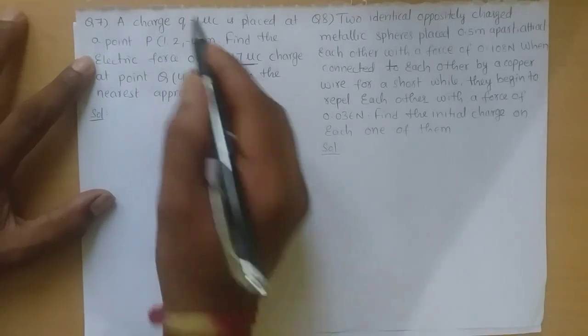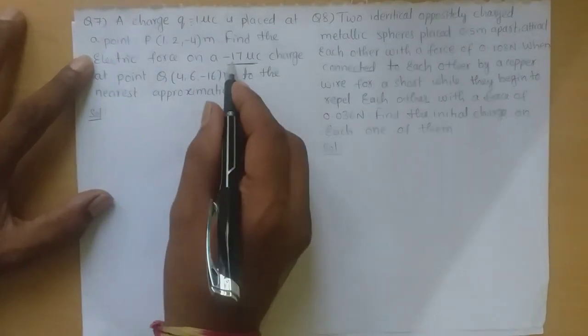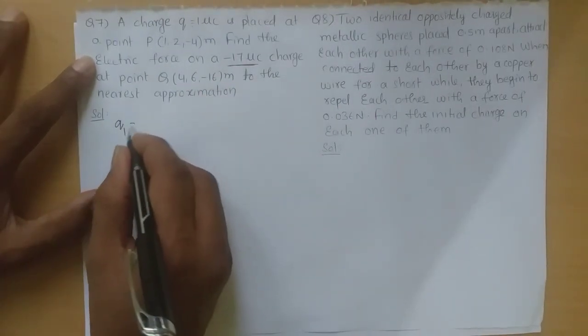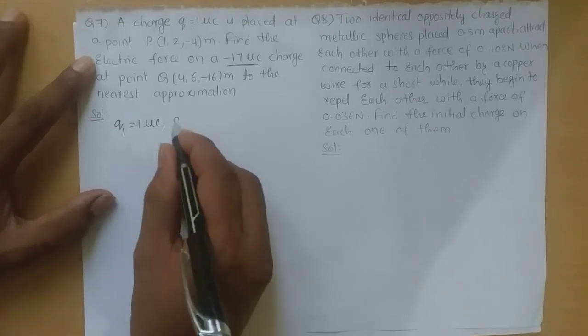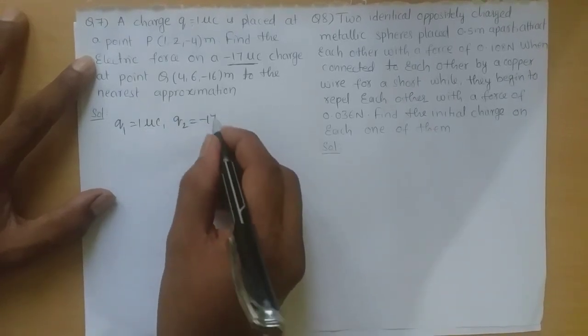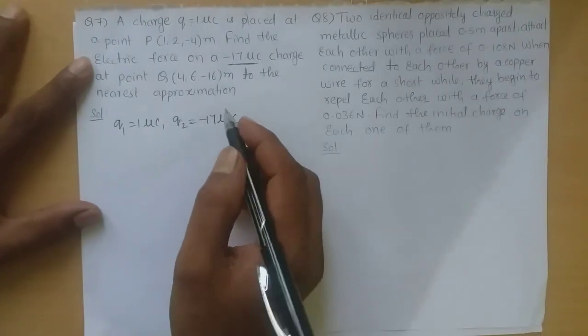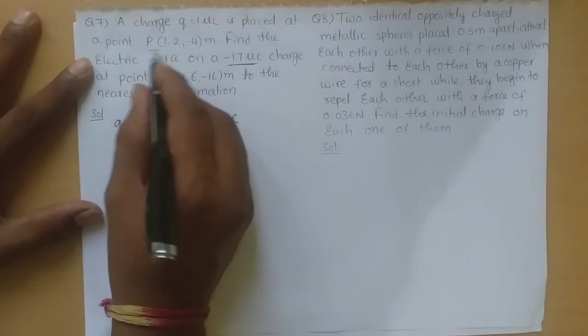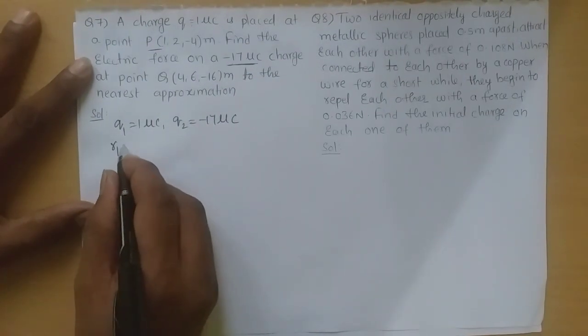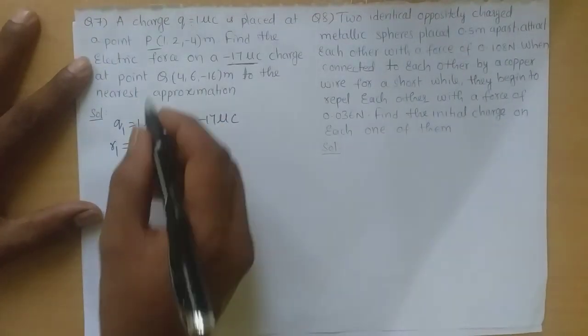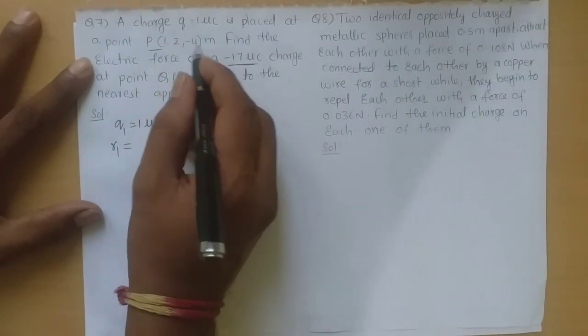So this one is the first charge I am considering, and this one is the second charge. That means Q1 equals 1 microcoulomb and Q2 equals -17 microcoulombs. The Q1 location is given, so P is given; I am assuming it as R1. R1 equals (1, 2, -4), as given.